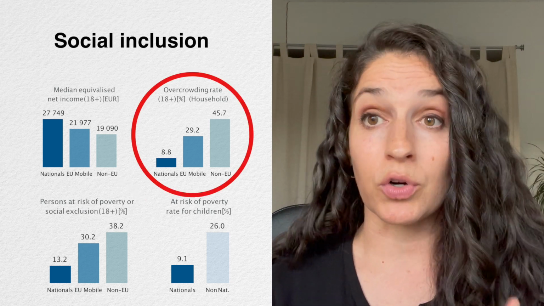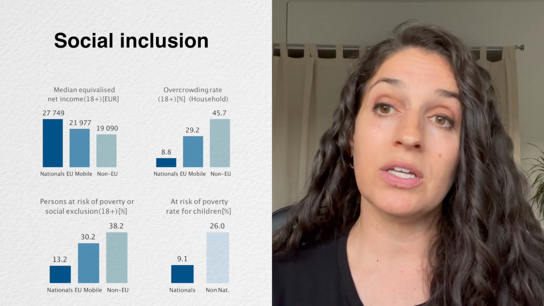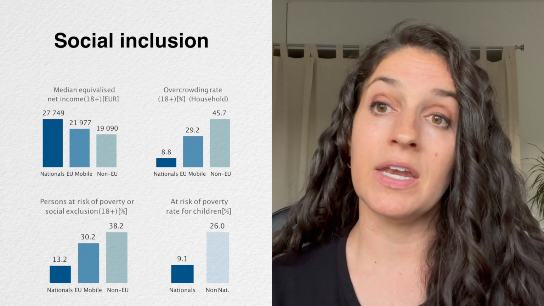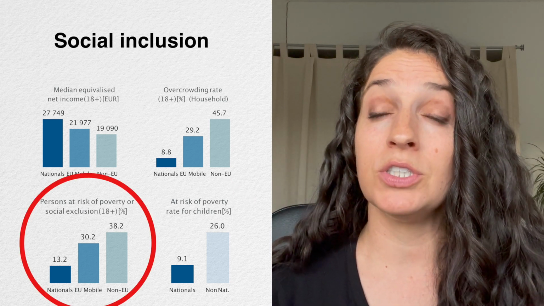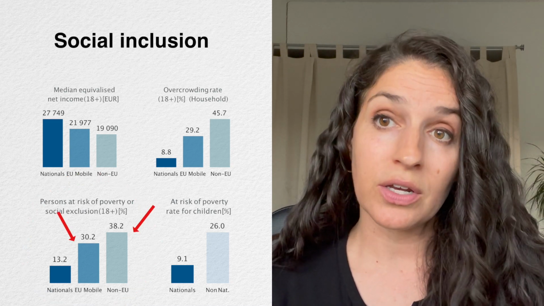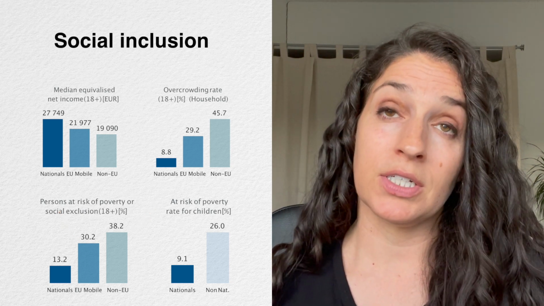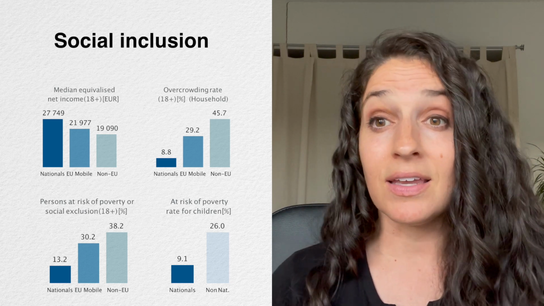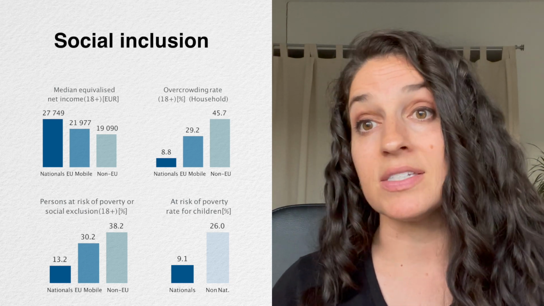If we also look at overcrowding in households, so this has to do with how many people are living in a given space, you can also see that the lowest overcrowding rates are among nationals and the highest amongst non-EU immigrants. Again, if we also look at the risks of poverty or social exclusion for adults, but also for children, we see that immigrants in general have a higher risk of poverty or social exclusion compared to nationals. Now, across all of these different dimensions and indicators, you can see that immigrants from within the EU seem to fare a bit better than immigrants outside of the EU.